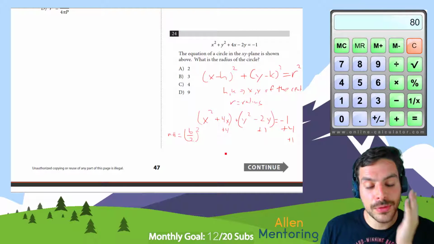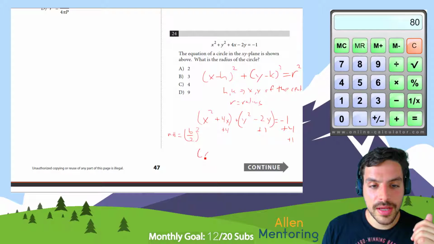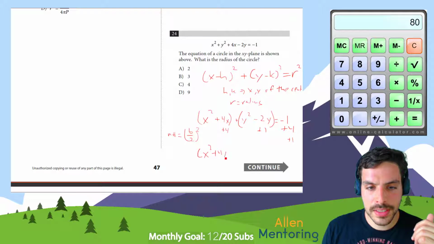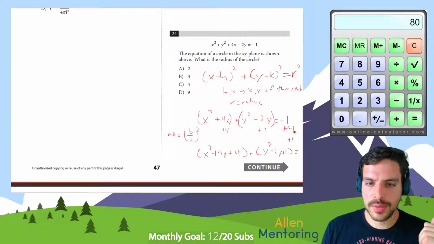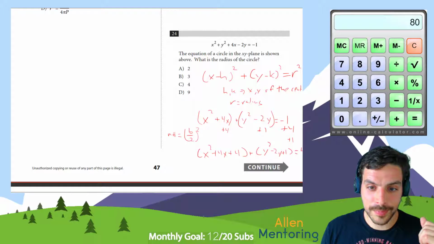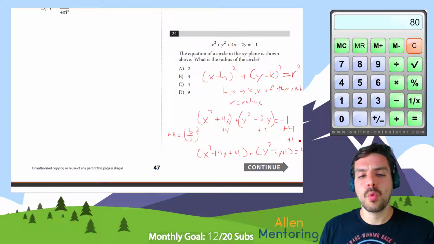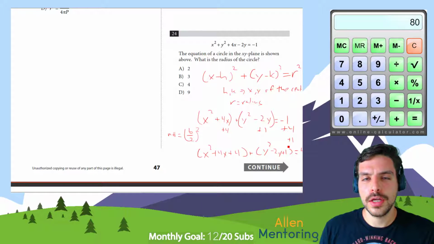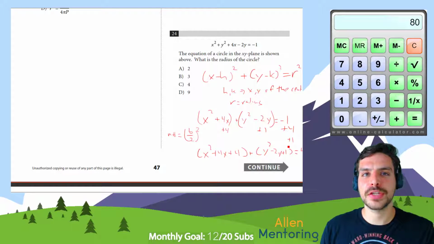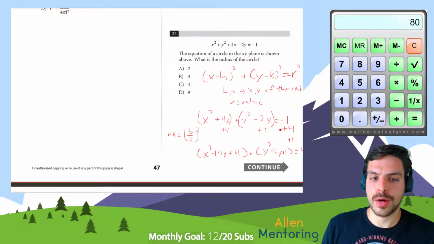So now if I was to rewrite this, I would have x squared plus 4x plus 4 plus y squared minus 2y plus 1 is equal to negative 1 plus 4 plus 1. So that's going to be equal to 4. And so this is actually a lot more work than this problem requires, but I just want to take it to that full end, just so you really understand how completing the square helps you solve circle problems.